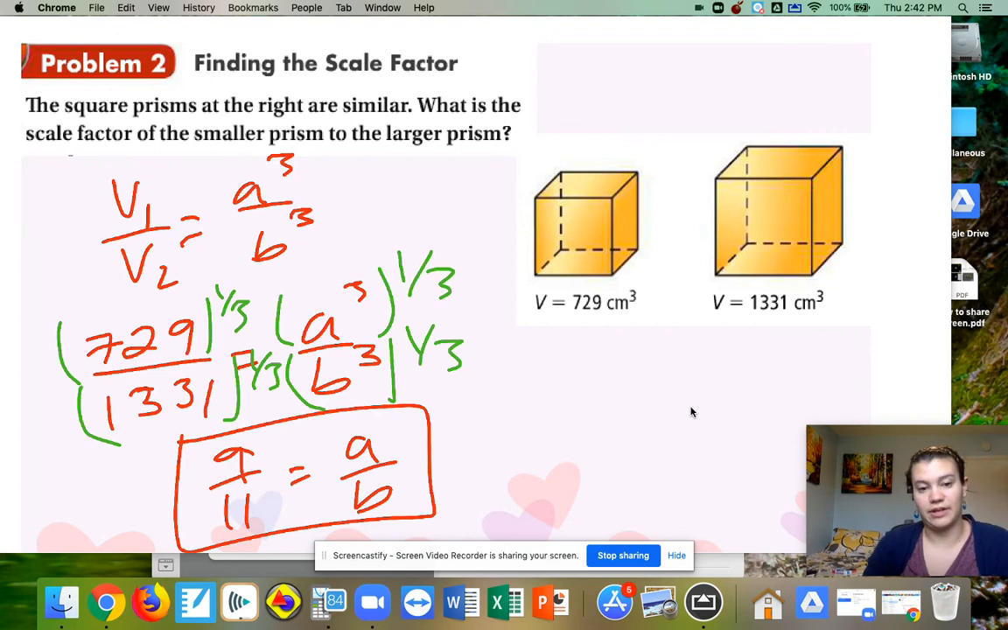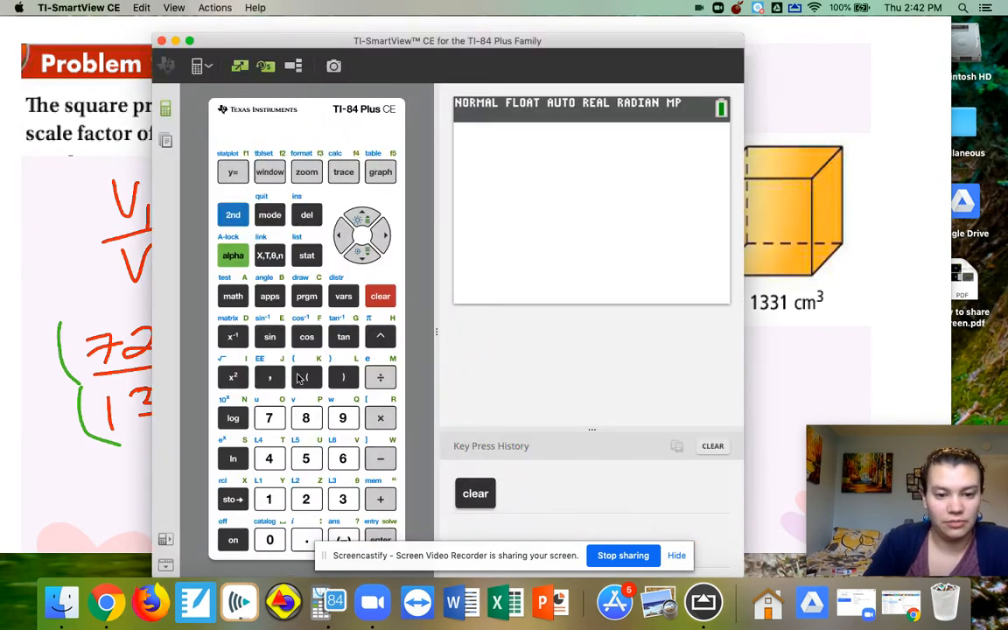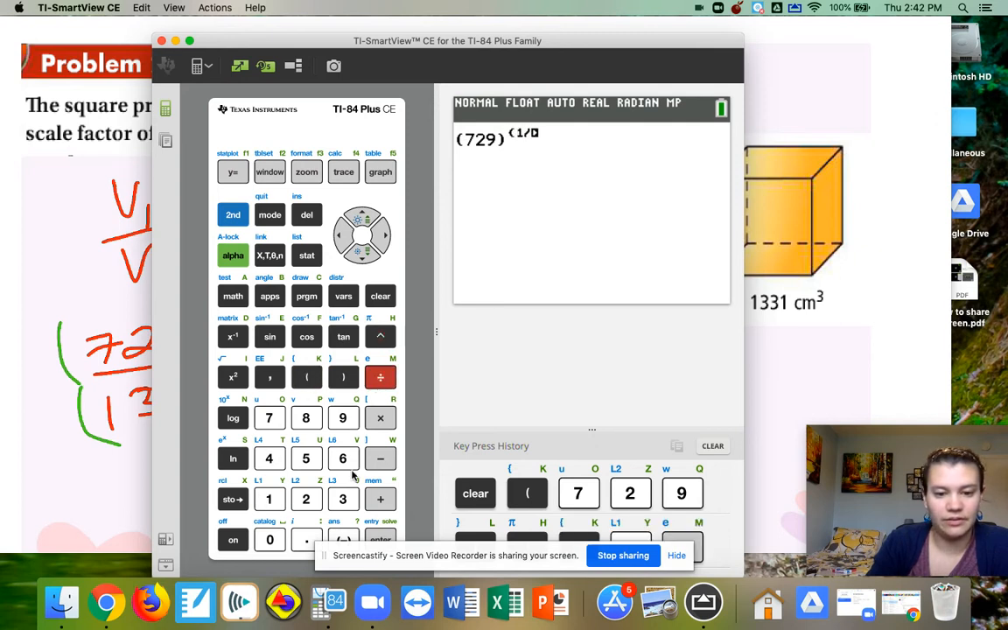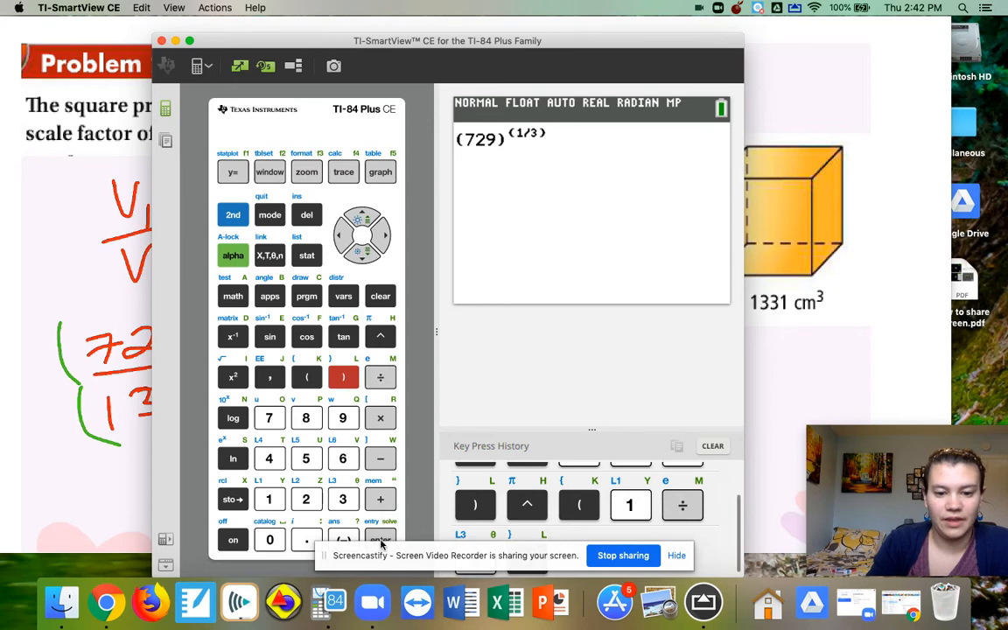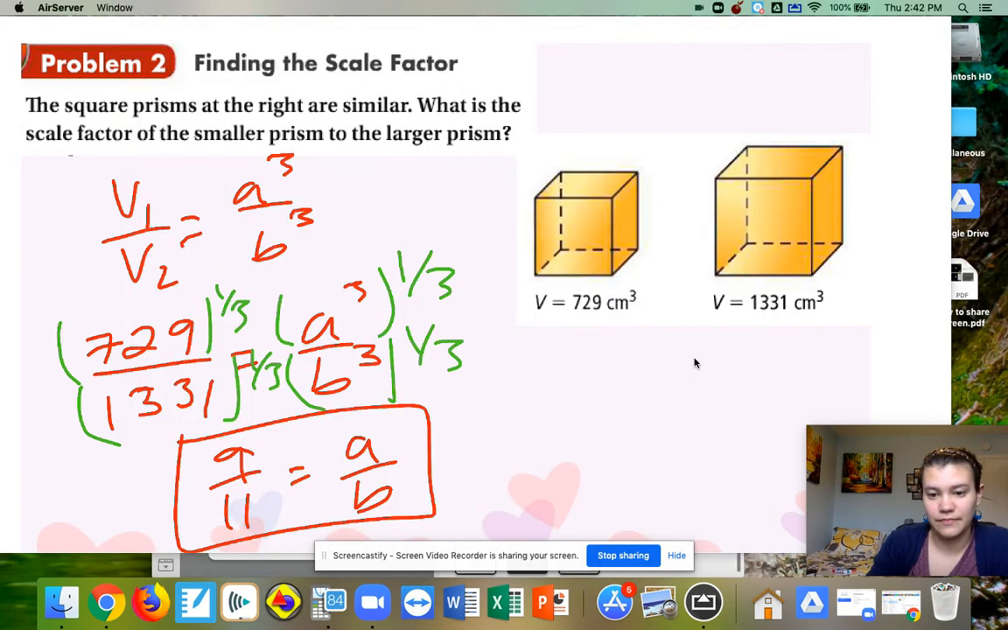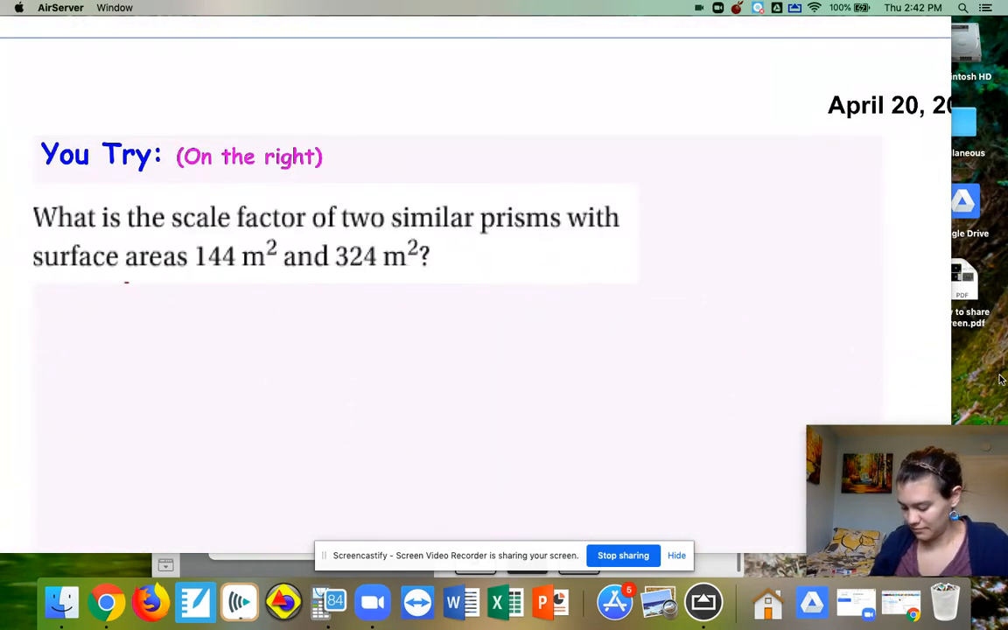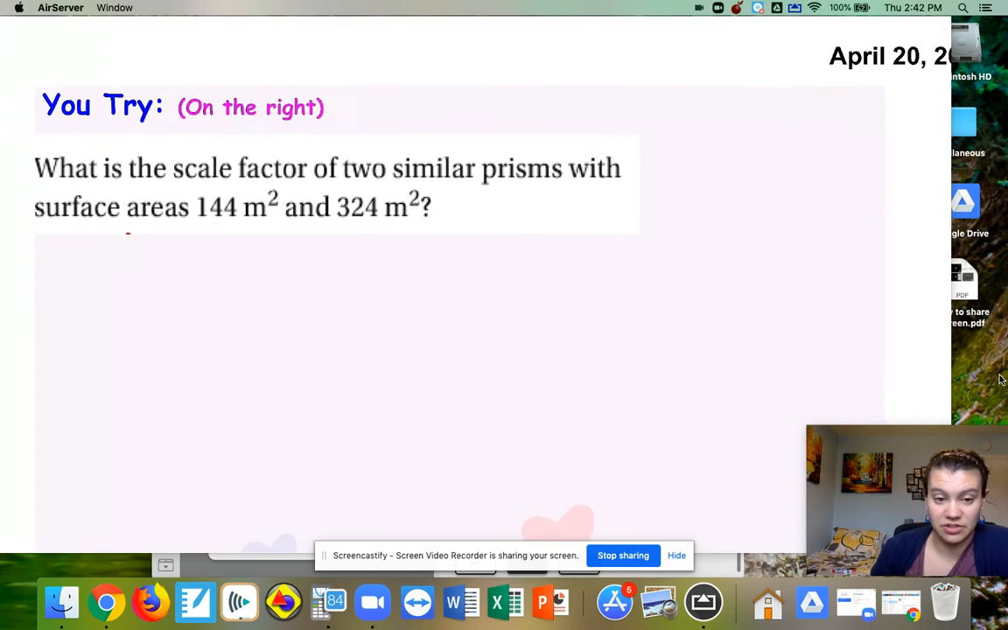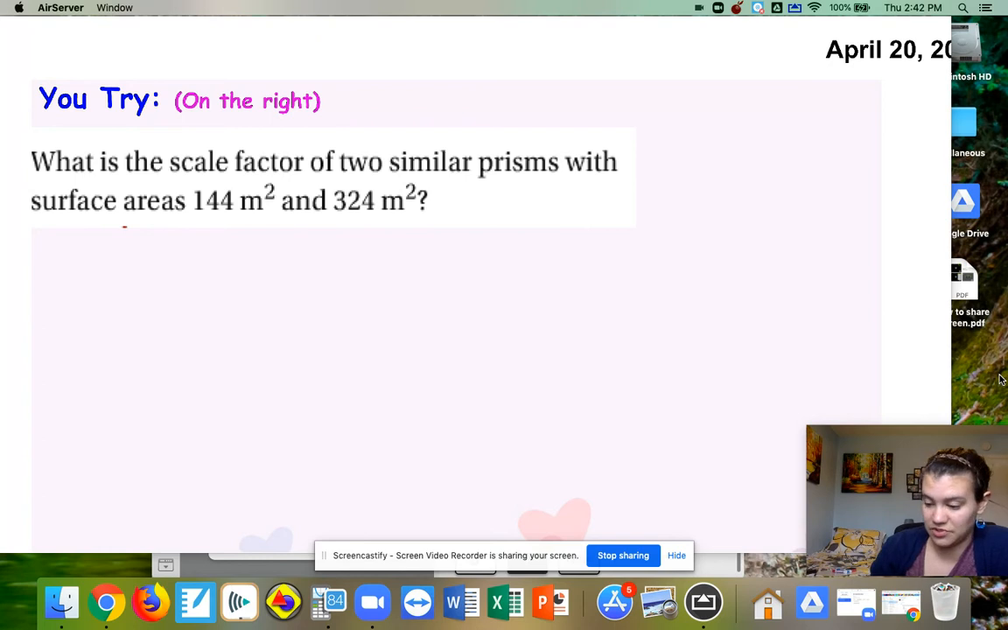So to show you how to put that in a calculator, just because it's probably been a while, you would do parentheses 729 parentheses, do your caret, and then 1/3, and that will give you your answer. Okay, so if we keep going, the next one here is a similar one, so I'm going to skip this one. The only difference is you're going to square root things instead of cubing them because you have surface areas.